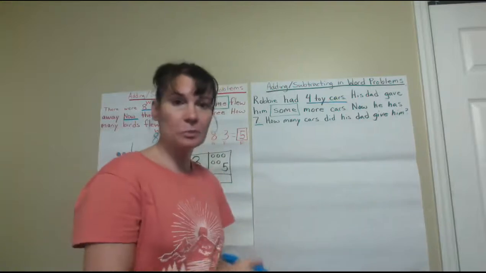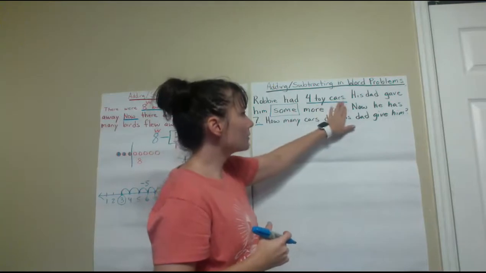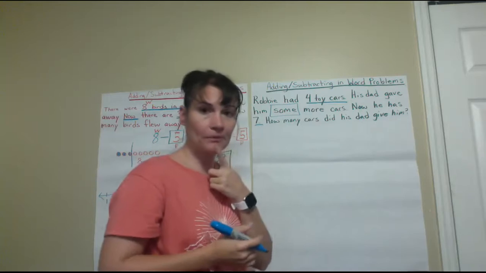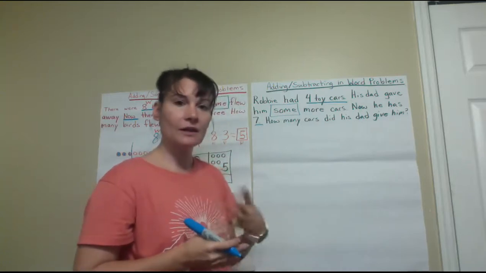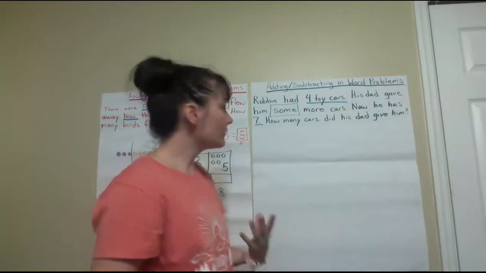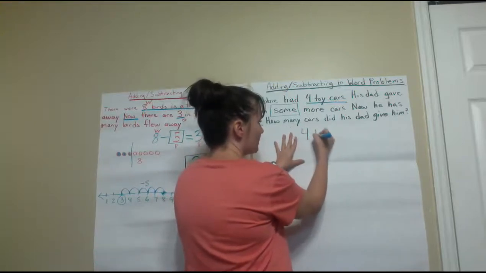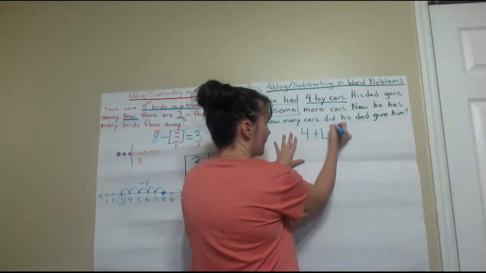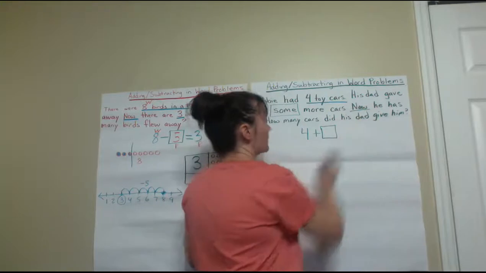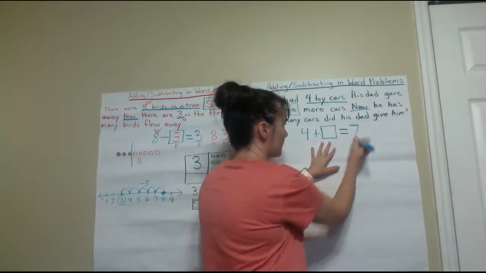So let's think through this problem. How would we set it up? Robbie had 4 toy cars, and his dad gave him some more. If he gave him some more, then I think my number's going to get larger, that he's getting more cars. So I think that if he had 4, and his dad gave him some more, that means I'm going to be adding. Now, he has 7. So that means that is how many I'm going to end with.